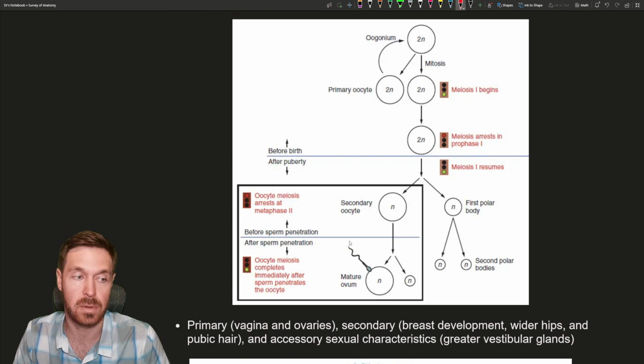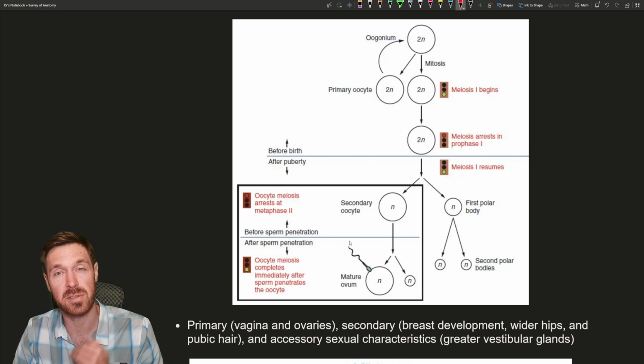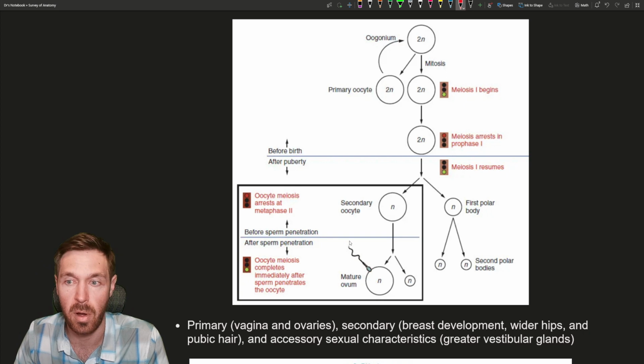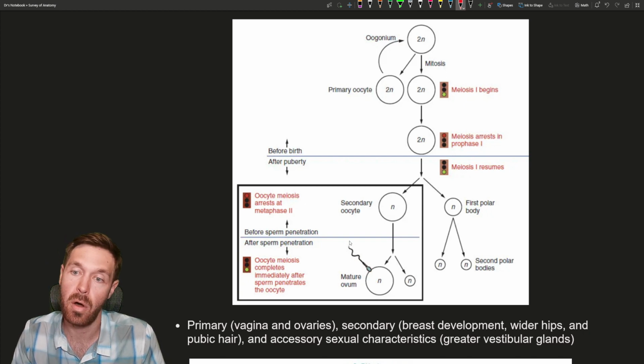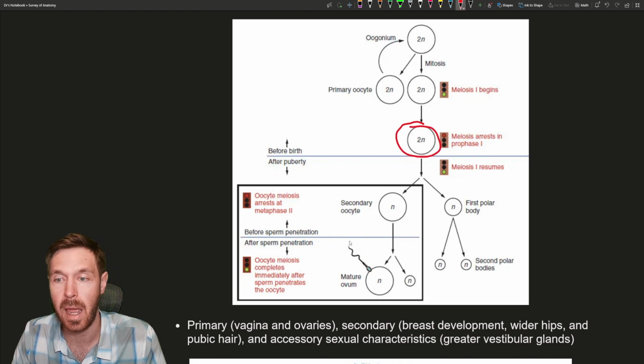Now, the overall process of meiosis 1 and meiosis 2 is the same, but males go straight through meiosis 1 and meiosis 2, producing sperm all their life. Females are born with all the eggs they have at birth. So when they divide, all oocytes are waiting at prophase 1 of meiosis 1. They just sit there and wait.